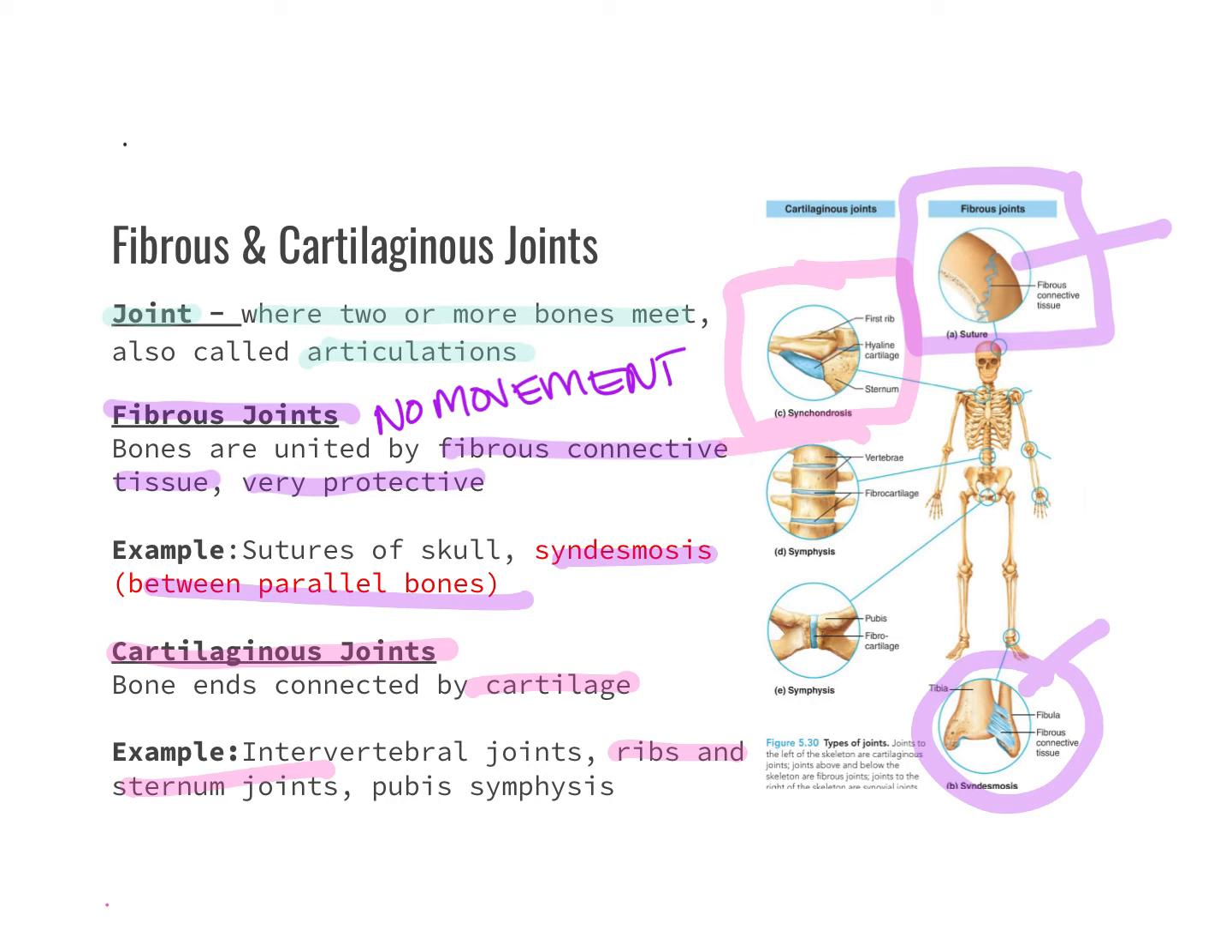The intervertebral discs that you have between your vertebrae are cartilaginous joints. And then the joint that forms between your two coxal bones, the pubis symphysis, is also a cartilaginous joint. And in terms of movement for this, if there is any movement, it's very little movement. Okay, if any.